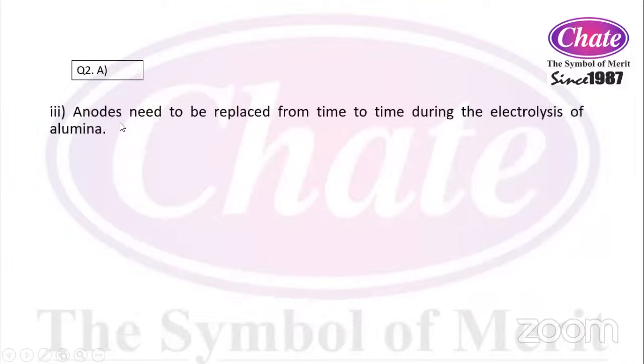Next question says, anodes need to be replaced from time to time during the electrolysis of alumina. So again, electrolysis of alumina is the favorite question, students. From the metallurgy chapter, you should not skip this part. Every time you are going to face any kind of exam, you have to read this topic again and again. Okay, now let's see.